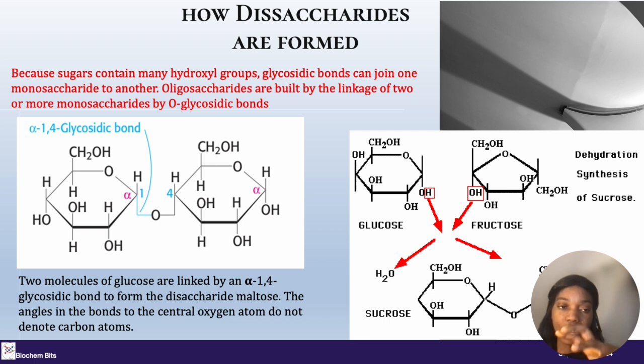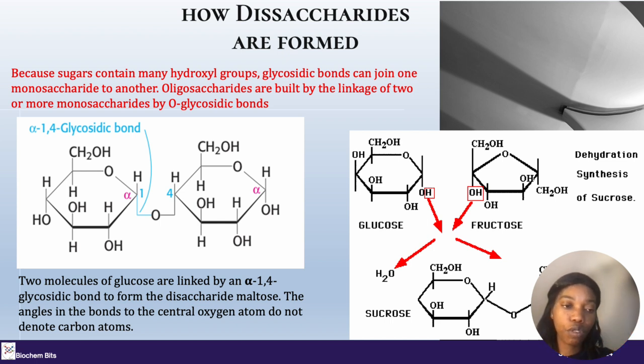Now, I will take a pause to explain something like this. We also have oligosaccharides. That's when we have 3 monomers coming together. But in this case, I'll just pick monosaccharide, disaccharide, and also polysaccharide. Because many sugars have hydroxyl groups, they can interact with one another.